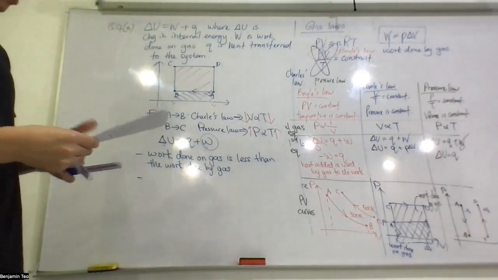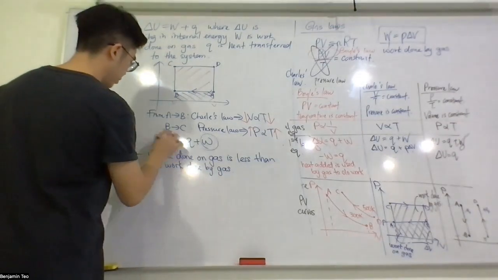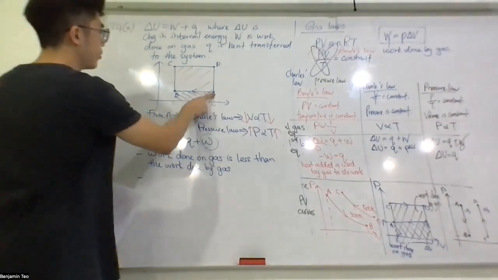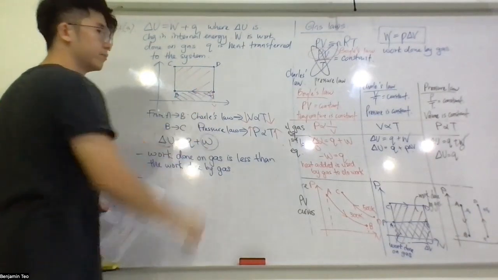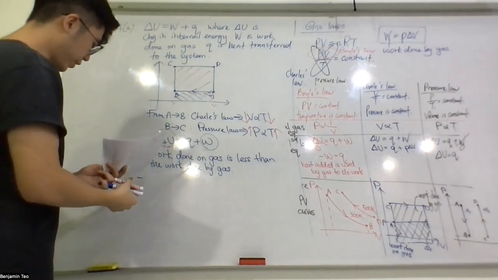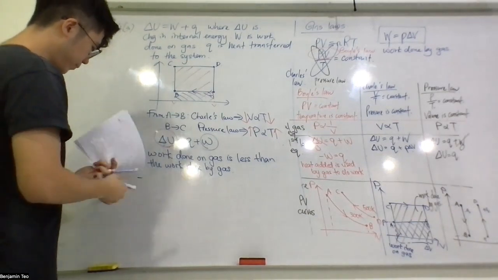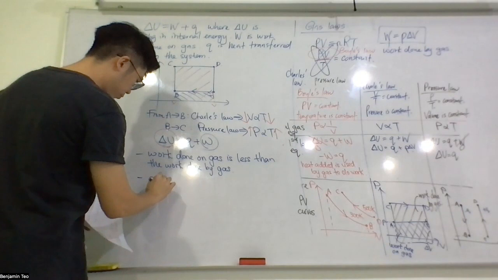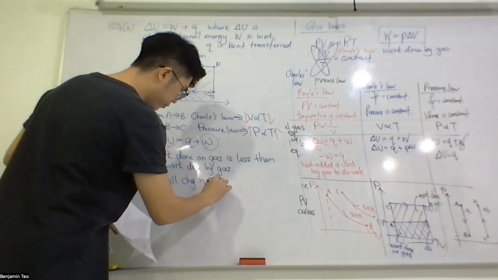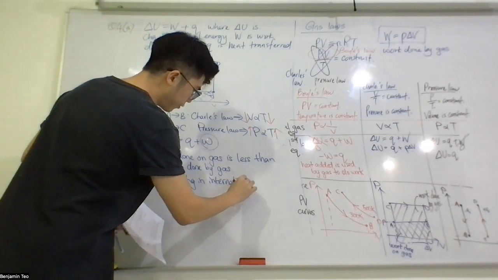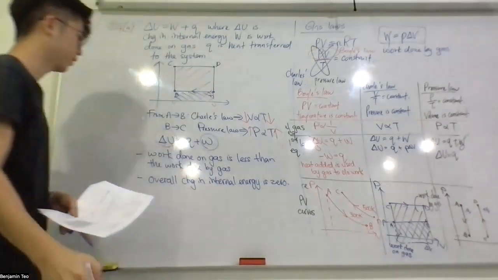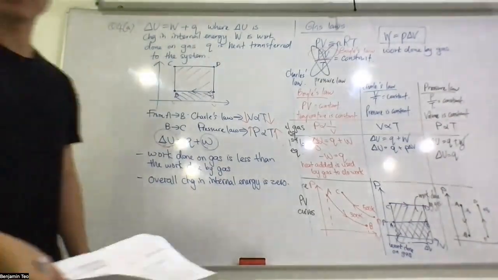Okay, what can we say about internal energy? Consider the whole cycle. You start from A, you go back to A. You go back to the initial state. So the change in internal energy is 0. Overall change in internal energy is 0, because you go back to the same state.